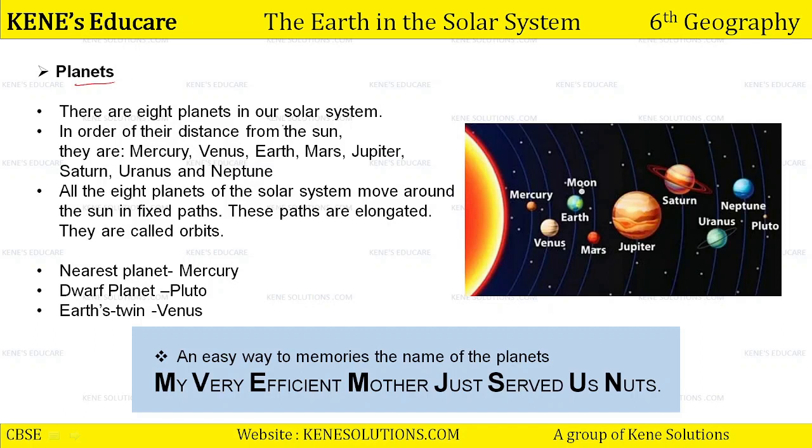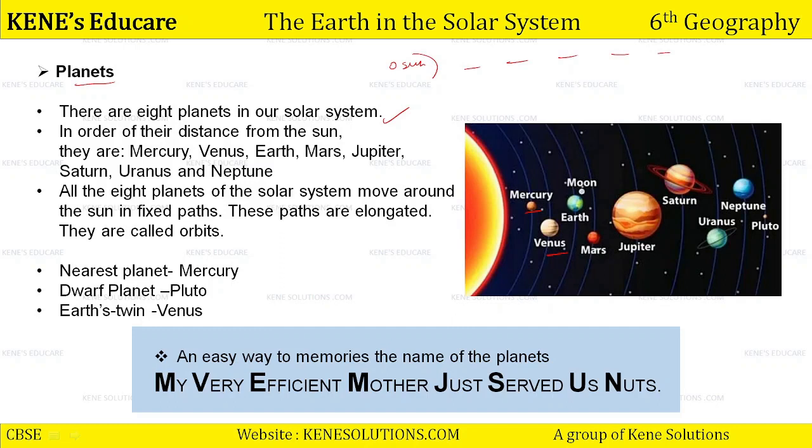There are 8 planets in our solar system, in order of their distance from the sun. If this is the sun, then how far is each planet? So the nearest planet to the sun is Mercury.